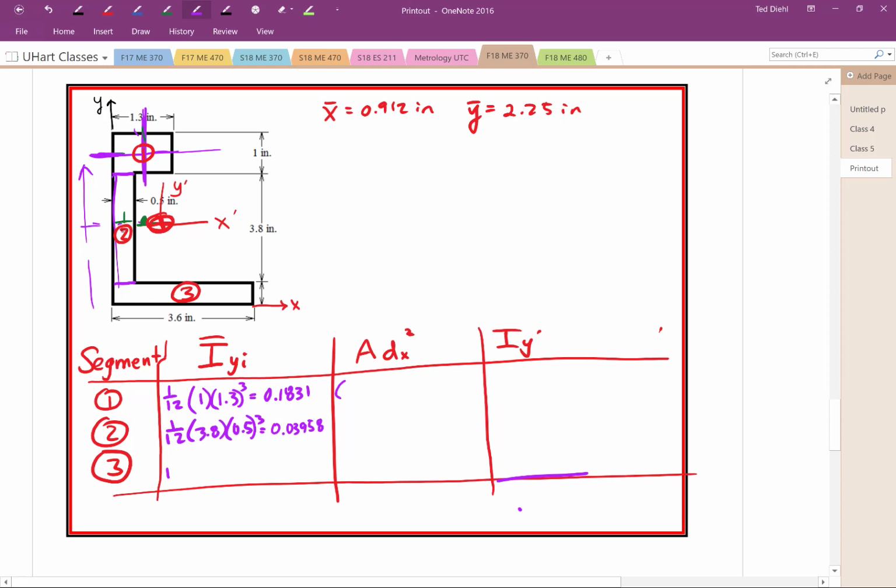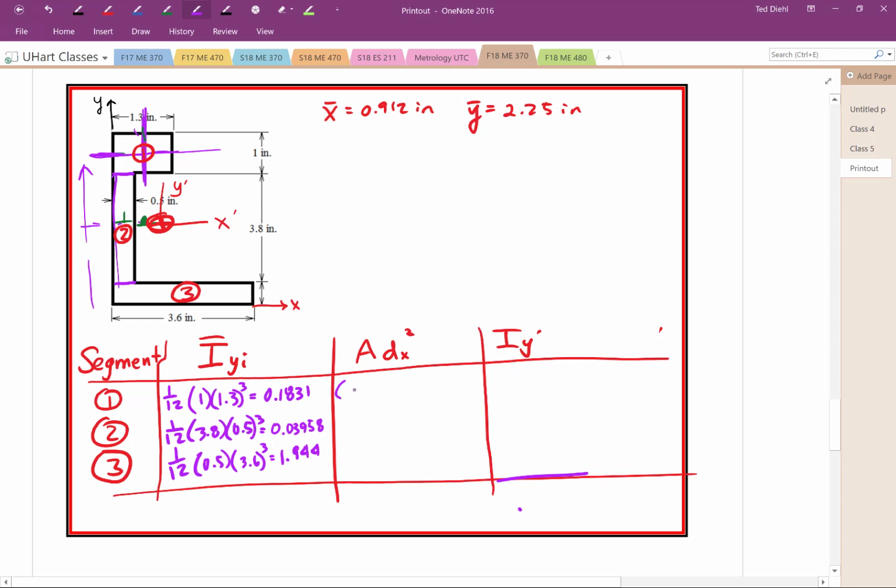That's 0.03958. For very thin things, when the thin thing is aligned along its long axis, you'll see that it has a very small moment of inertia, which makes sense. There's not much resistance to bending for something that's thin when you're bending it along the thin axis. All right, so 1/12 here. 0.5 is the base for this, and 3.6 cubed is the height, and that ends up being 1.944, so a lot more than the thin piece that we had at segment 2.